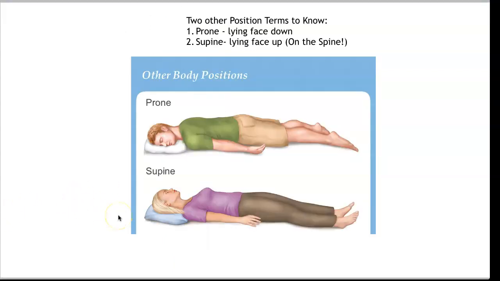And there are 2 other positions to know clinically. You need to know these. A patient is either going to be in the prone position. You're finding them prone in bed. They're laying down, face down. Or the supine position. They're laying face up. Supine, laying on their spine. Easy to remember. So those are just other common body positions for you to know.